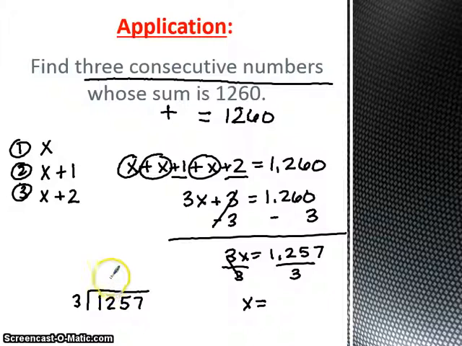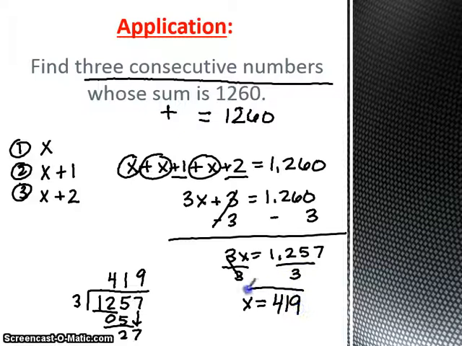3 goes into 12 4 times, which is 12. So there's nothing left over. Bring down our 5. 3 goes into 5 once, which is 3, so there's 2 left over. Bring down our 7. 3 goes into 27 9 times, which is 27. So we get that x is 419.